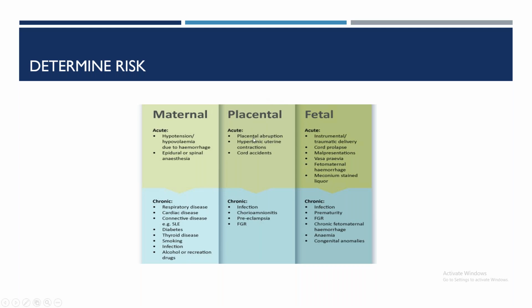What are the placental factors? Suspicion of placental abruption, hypertonic contractions, any cord accidents, infections, chorioamnionitis, preeclampsia, and FGR. So these are the placental factors. And fetal factors: whenever you are attempting any instrumental or traumatic delivery, cord prolapse, any malpresentations, vasa previa, any fetomaternal hemorrhage, meconium stained liquor. Then chronic factors are prematurity, infection, FGR, chronic fetomaternal hemorrhage, anemia, and congenital anomalies. So all these are the risk factors for which you are going to do the continuous electronic fetal monitoring.